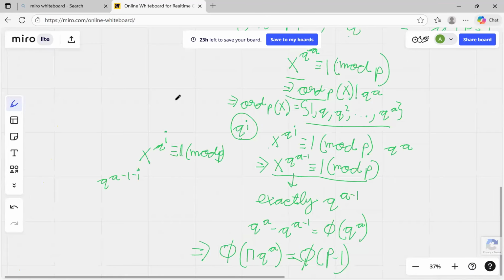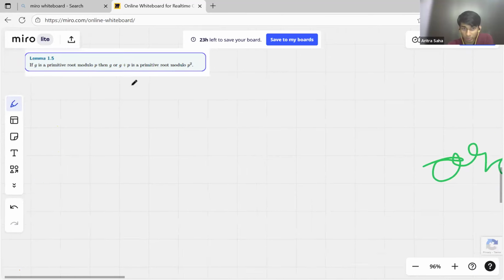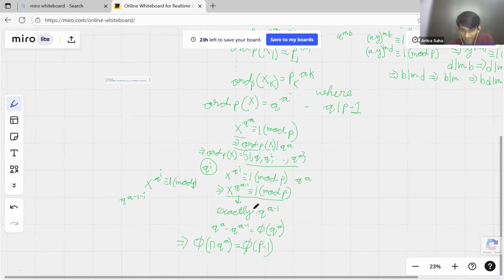By the way, you guys can try: if g is a primitive root, then either g or g plus p is a primitive root modulo p squared. Till then, I will explain this.